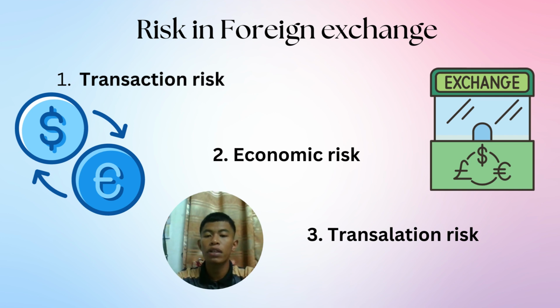Second is economic risk. The danger that a company's market value may be damaged by unavoidable exposure to exchange rate swings is known as economic risk, sometimes known as forecast risk. Typically, macroeconomic variables such as geopolitical instability or government law cause this form of risk. And the last one is translation risk.